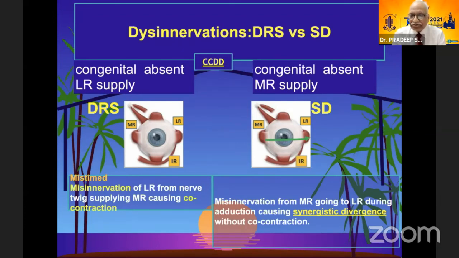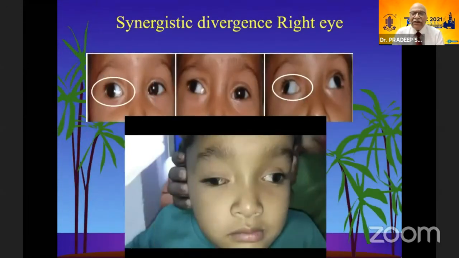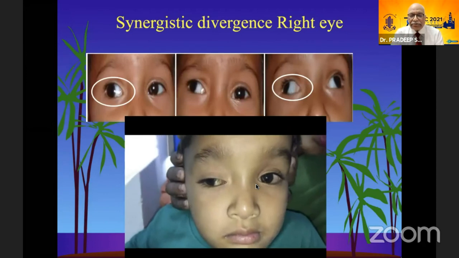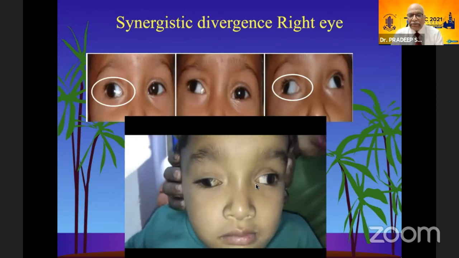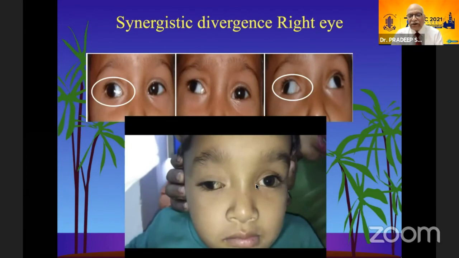during adduction. Synergistic divergence is another example of an aberrant innervation in which the innervation, instead of going to the medial rectus, goes to the LR, just the reverse of what you see in DRS, and that is why some people label it as type 4 DRS. So synergistic divergence, if you see this child, now the moment he looks in abduction, you can see there is a further abduction impulse which comes in the eye, which was missing in the primary abduction effort.